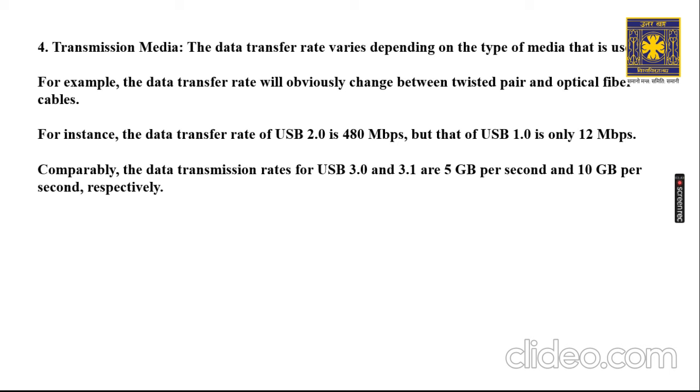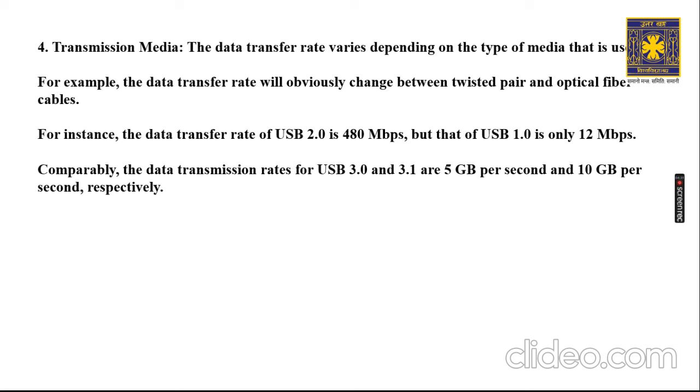Now if instead of optical fibers you are using coaxial cable, there are various types of coaxial cable. Some coaxial cables may speed up your communication, some may slow it down, depending upon what type of coaxial cable you are using. Then again, if you go to twisted pair, that might slow down your communication. So depending upon what type of transmission media you are using, you have a great impact on data transfer rate.